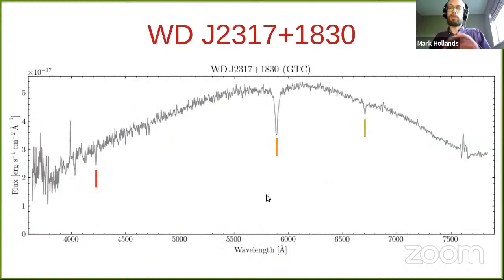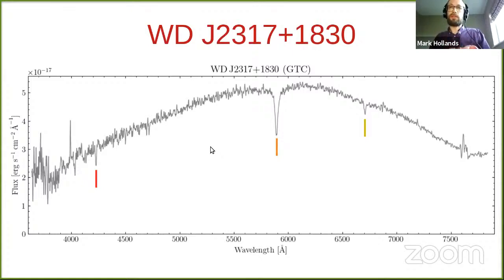But moving to cooler temperatures, we found this object next, WDJ2317, and we don't see as many elements in this star, but we do still see calcium, sodium, and lithium. And this star has a couple of other interesting properties. Its mass is quite large. It was clear just looking at the Hertzsprung-Russell diagram that it needed to be close to 1 solar mass. And it also has a mixed composition atmosphere. So the background elements are hydrogen and helium mixed together in about a 1-to-1 ratio.